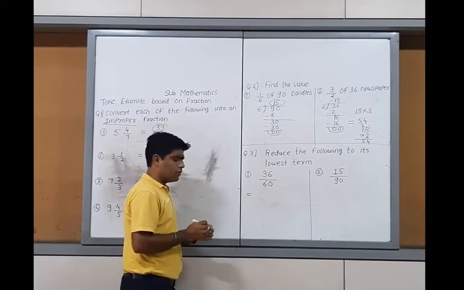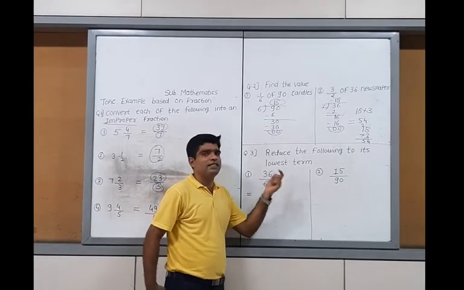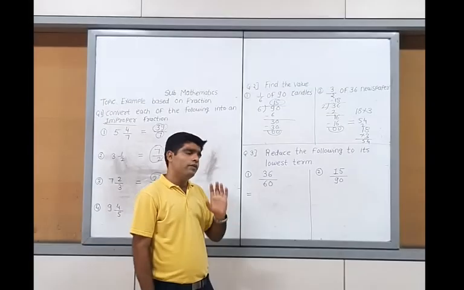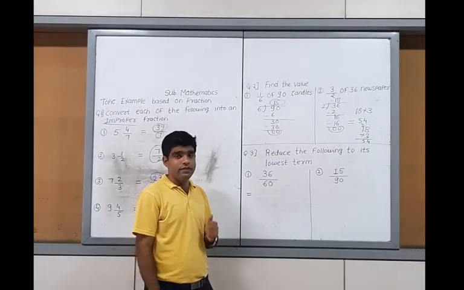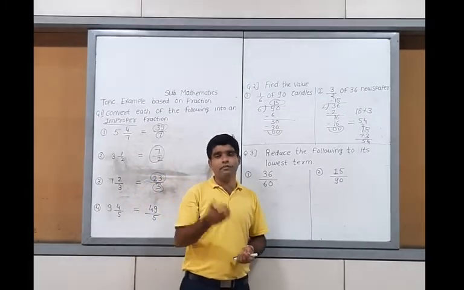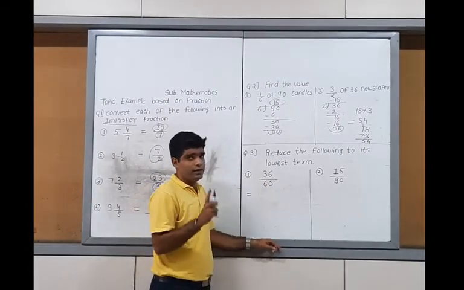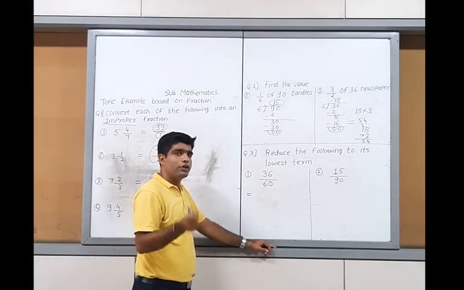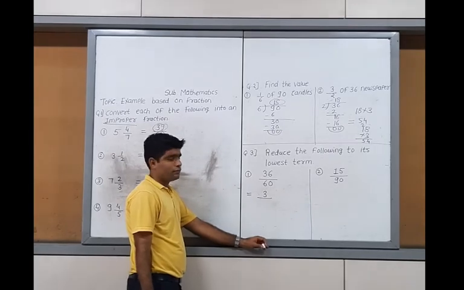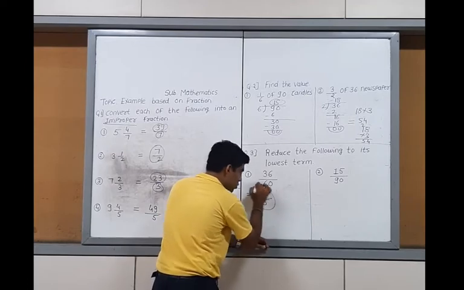Now see, 36 upon 60 is definitely divisible by 2 because 36 and 60 are even numbers. Using the lowest term, 12 is a number by which both are directly divisible, because 12 1s are 12, 12 2s are 24, 12 3s are 36, 12 4s are 48 and 12 5s are 60. So 3 upon 5 is the lowest term.